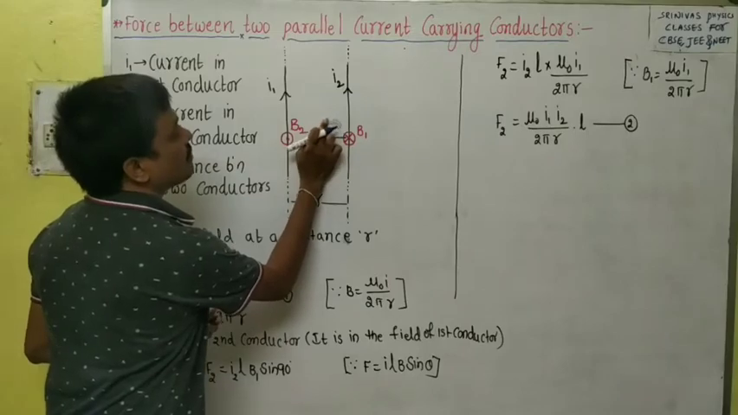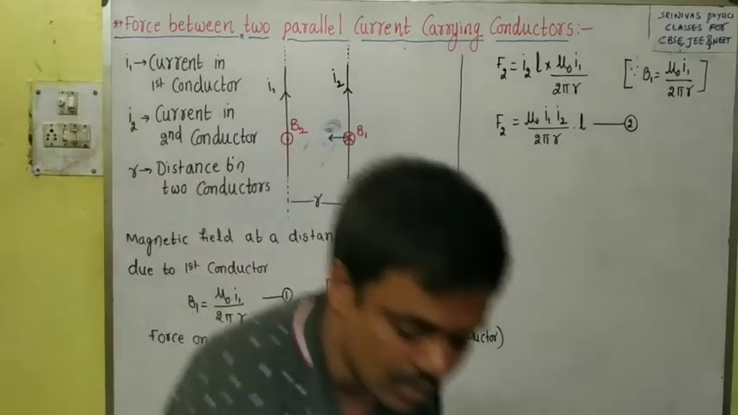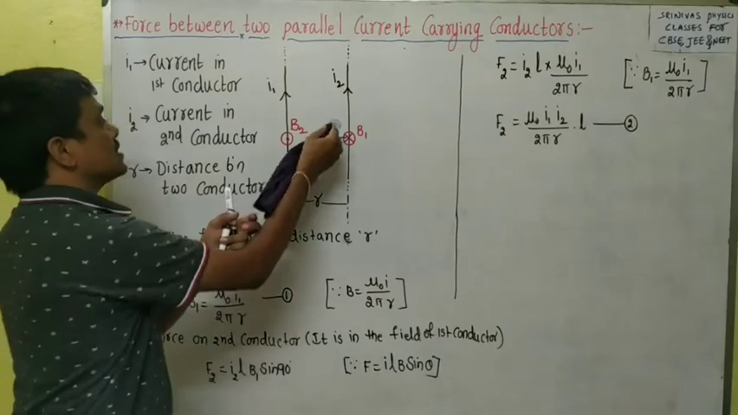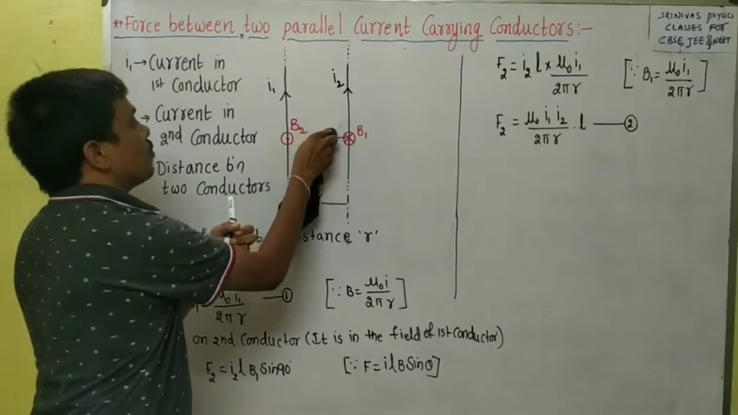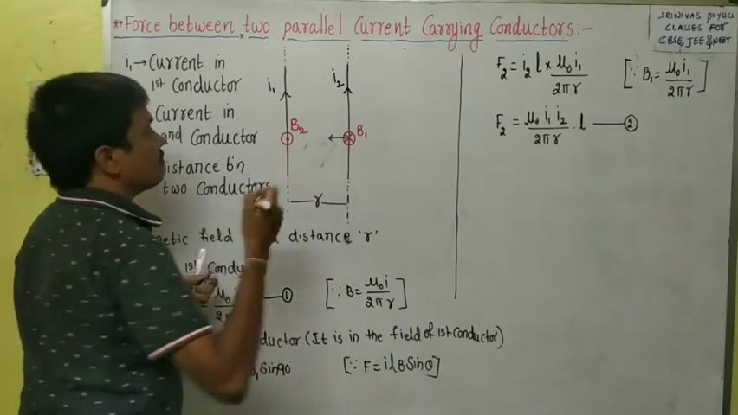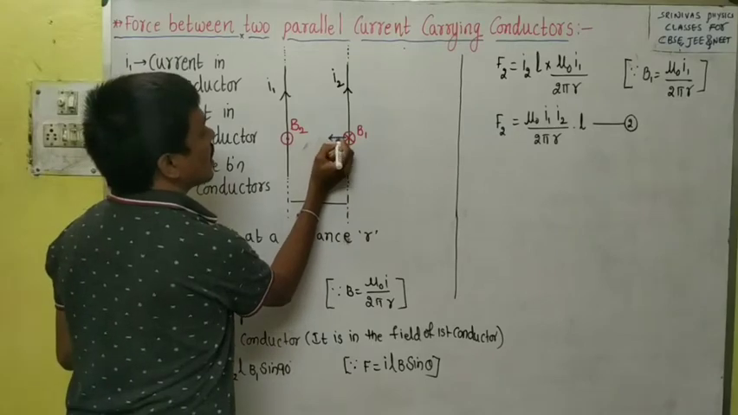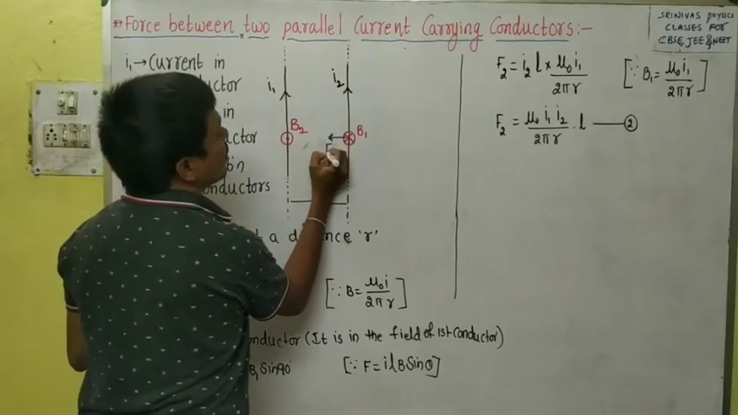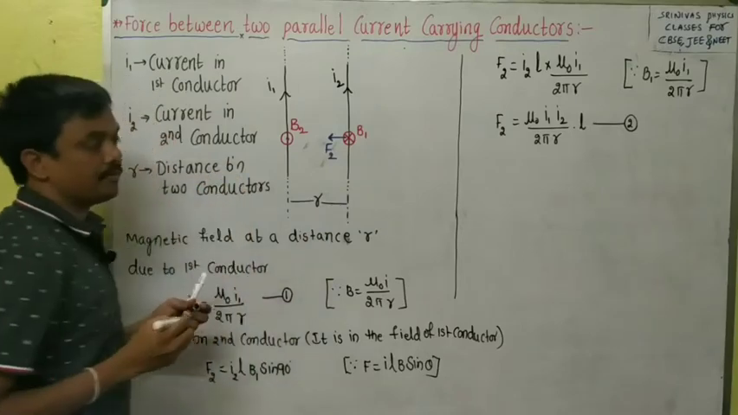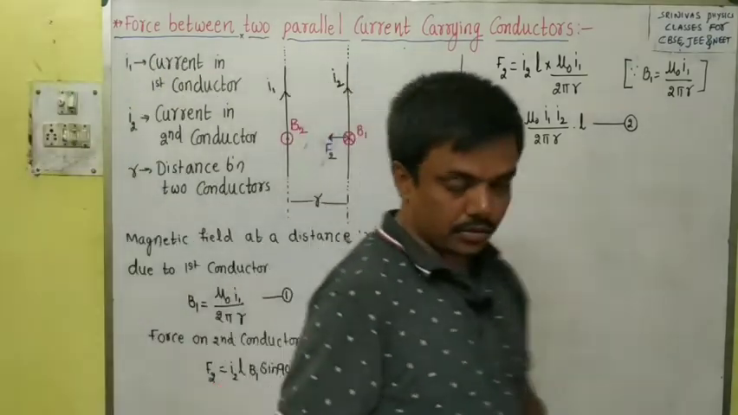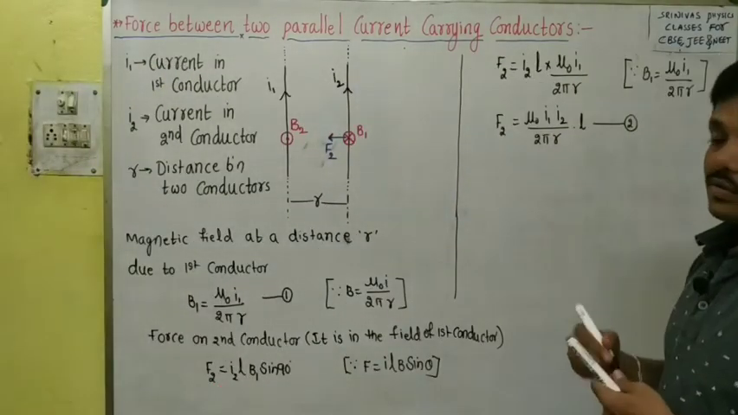This is F2. F2 is the force on the second conductor. Force on the second conductor is left side. Why is it left side? Because according to the Fleming left hand rule, the force is left side. Okay, right. Now the force on the first conductor also we have to find out.